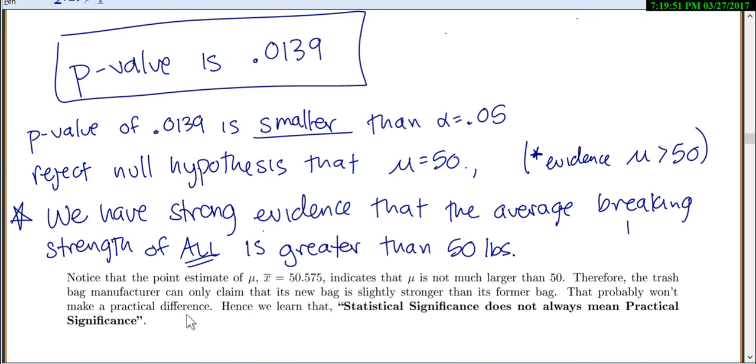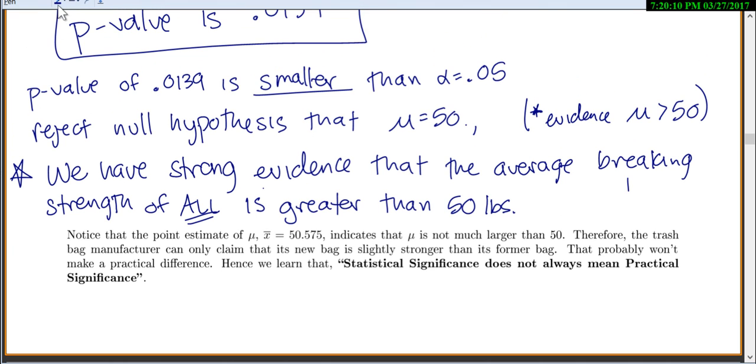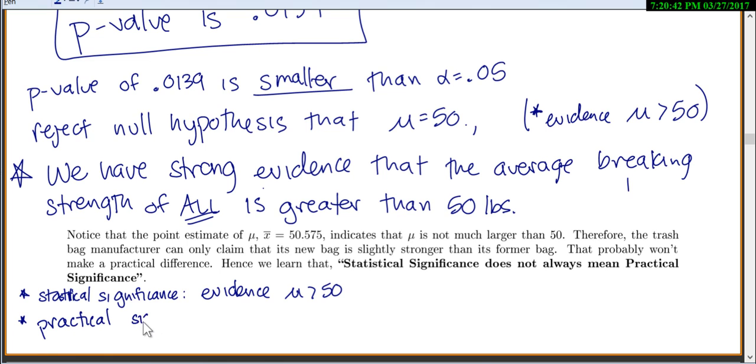So one of the things we're stressing is making sure you can interpret studies and actually see what they're doing. Because someone might say, oh look, I did my statistical test, I got a really small p-value, but you might say, wait, that doesn't actually make a difference to me. It's not really practically significant. So let's make a note for ourselves here. Statistical significance means that we have evidence that the mu is greater than 50. Practical significance is, would it really matter in real life?